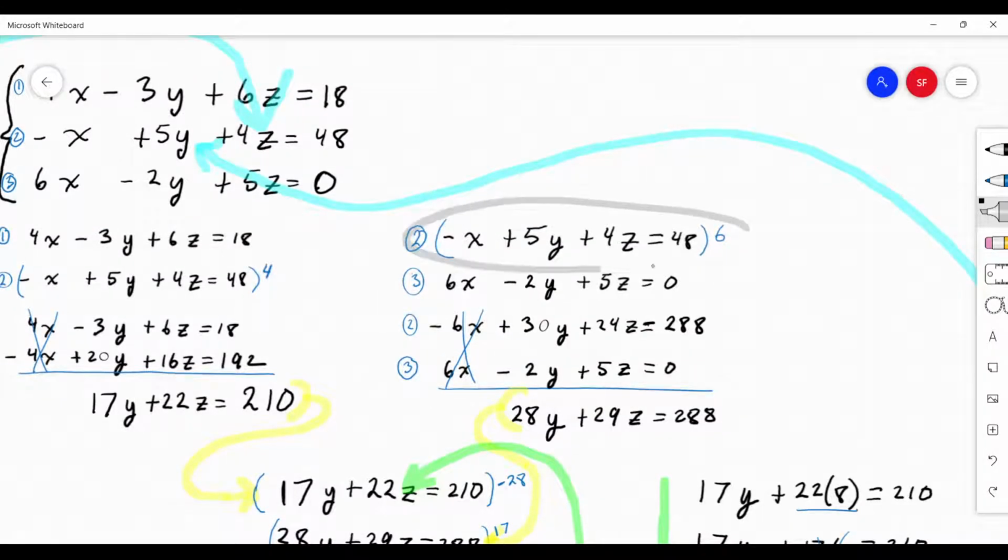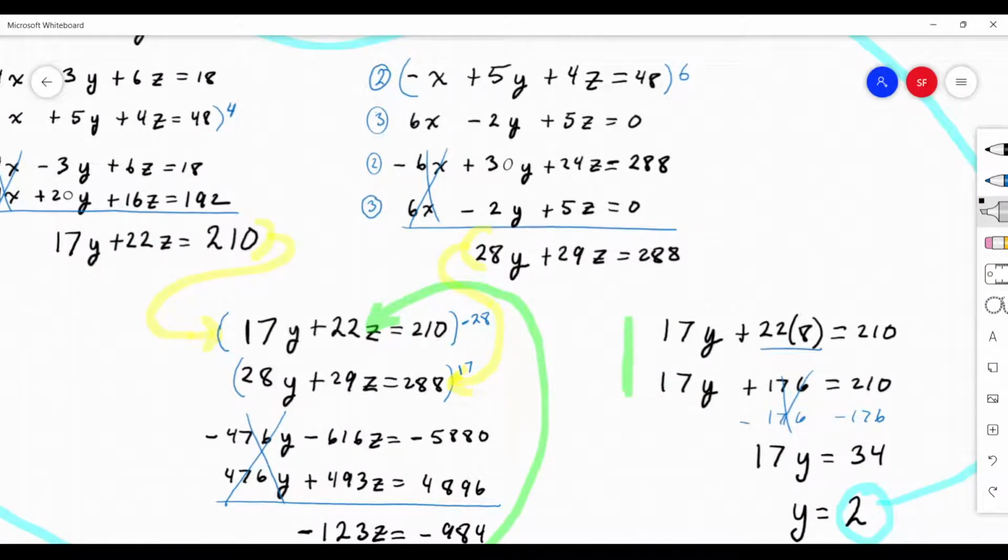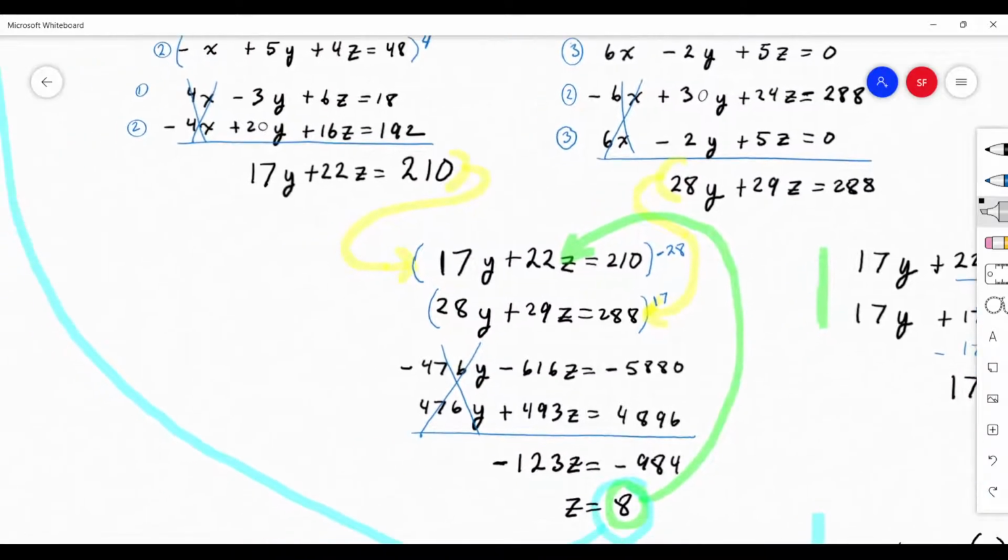So I multiplied the top one times 6 and I ended up with this right here. Okay, so there's that guy. And then when I eliminated the x's, put those together, I ended up with 28y plus 29z equals 288. Kind of ugly numbers, but it works out. Now, we ended up taking this 2x2 system right here.